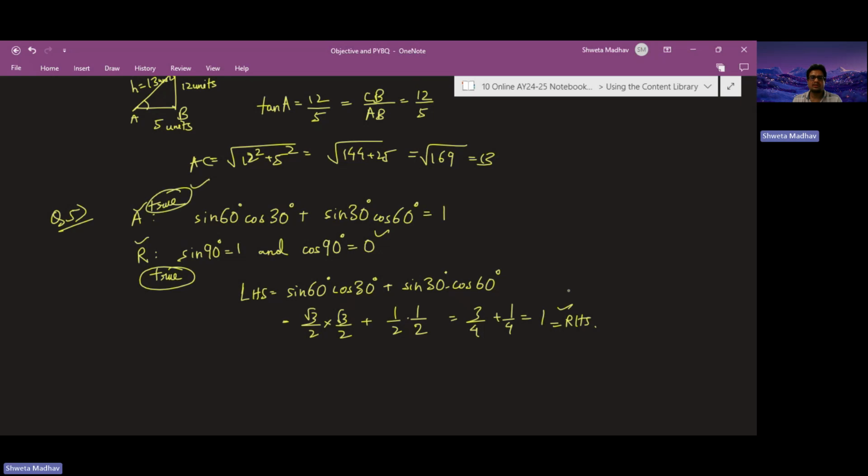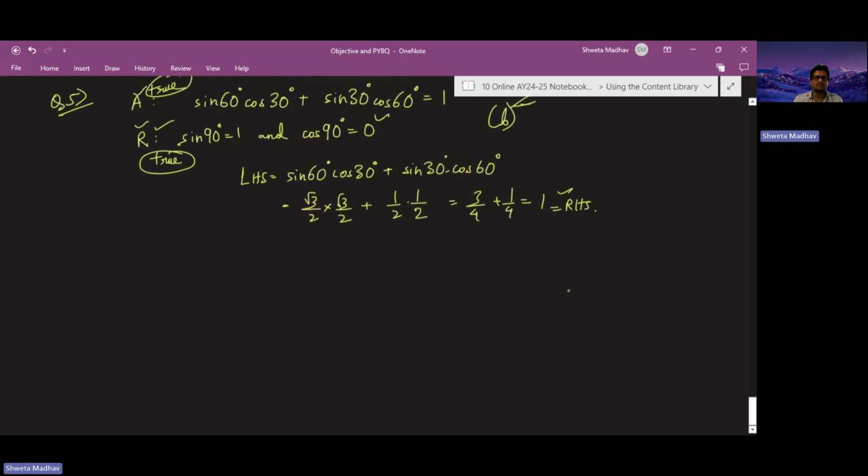True, but we need the actual reason, which is the values of sine 60 and cos 60, sine 30, all that. But here only the values of sine 90 and cos 90 have been told. So it means both the assertion and reason are true, but the reason is not the correct explanation of the assertion. So option B is the correct answer.